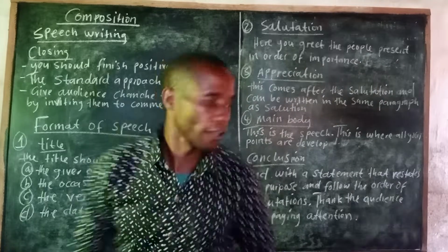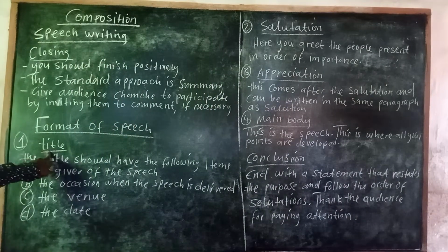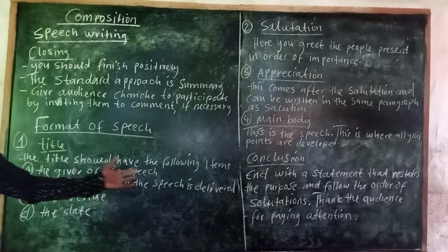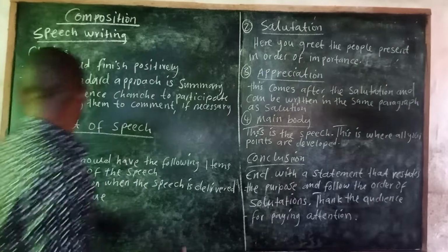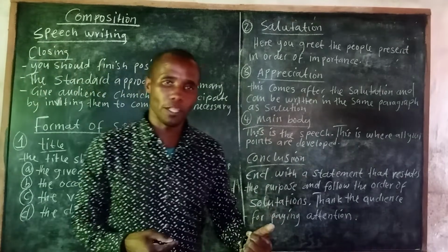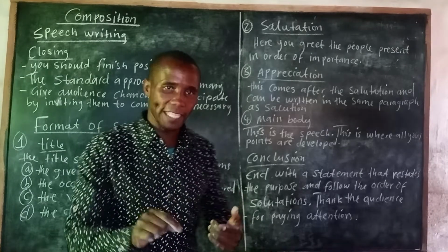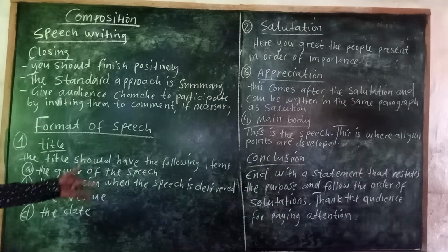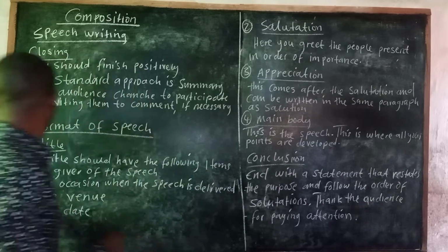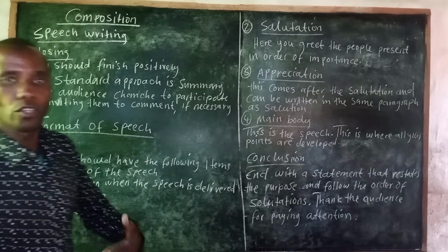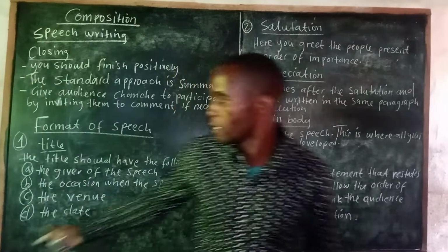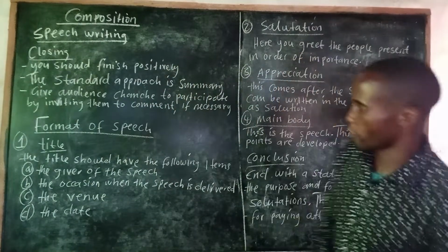So the first thing on the format is title. Okay, title, that is the first one. Then the title should have the following items. A, we have the giver of the speech. You as the person who is giving that speech or who is writing. Then B, the occasion when the speech is delivered. You should indicate the occasion there. Okay? Then C, the venue should also be included. Then the date. So all these should be on the title.